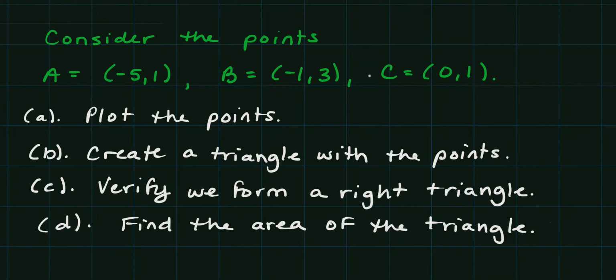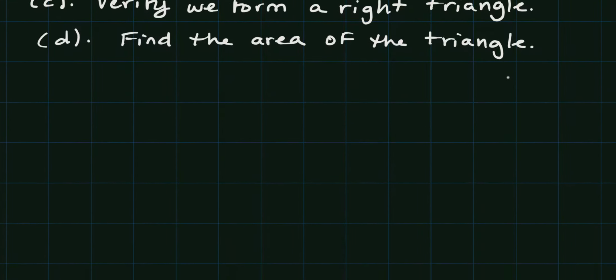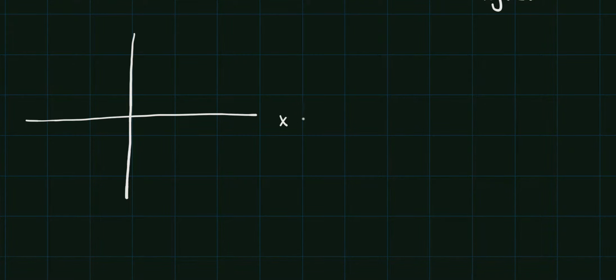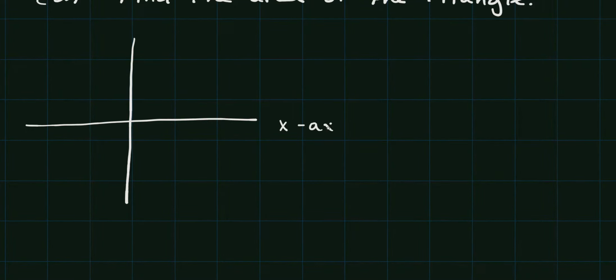Okay, let's get started. So let's plot the points first. Maybe you should copy down these points and copy down the 4 things we need to do. That way you can see it on your paper and I don't have to scroll back and forth too much. So we have -5, 1, -1, 3, and 0, 1. I'm going to scroll down and let's make the X and Y axis. It doesn't have to be perfect. So this is our X axis. This is our Y axis.